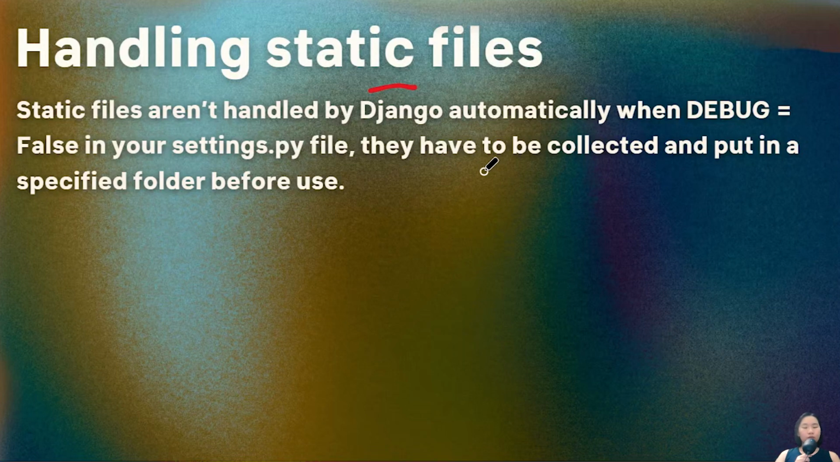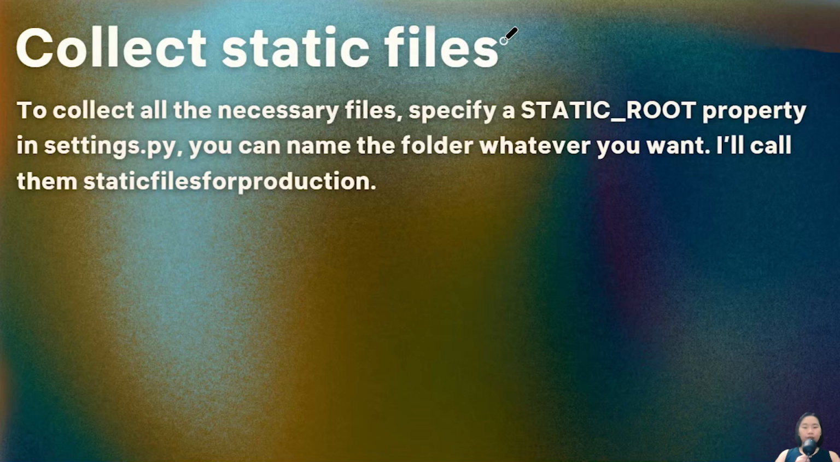And so because of this, these static files have to be collected and put in a specified folder before we can use them. Now, collecting static files. To collect all of the necessary files, we're going to specify a STATIC_ROOT property in settings.py. We're first going to do this by creating a folder named static files for production.